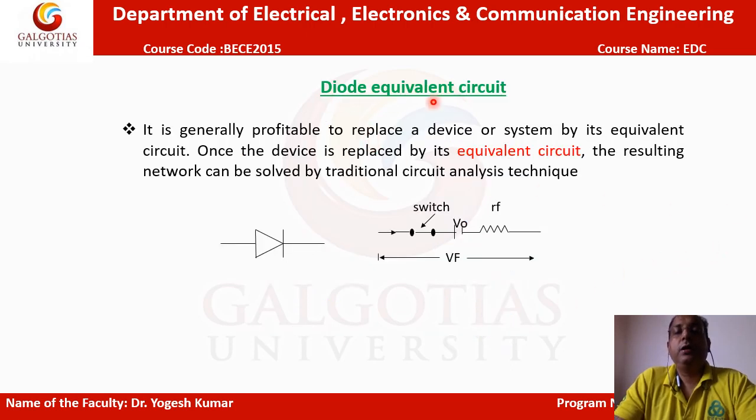Now here is the diode equivalent circuit. It is generally preferable to replace a device or system by its equivalent circuit. Once the device is replaced by the equivalent circuit, the resulting network can be solved by traditional circuit analysis. This is the diode symbol, and it is nothing but a switch. This is the internal voltage and one is the internal resistance of the diode. So the total overall voltage must be a summation of these voltages.